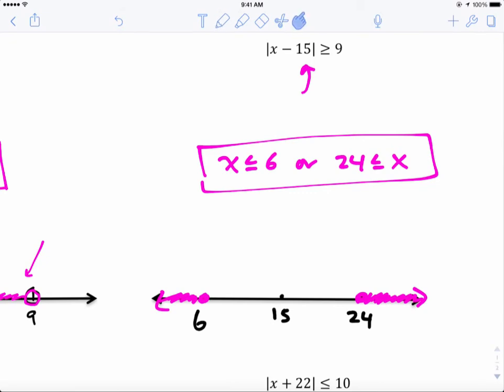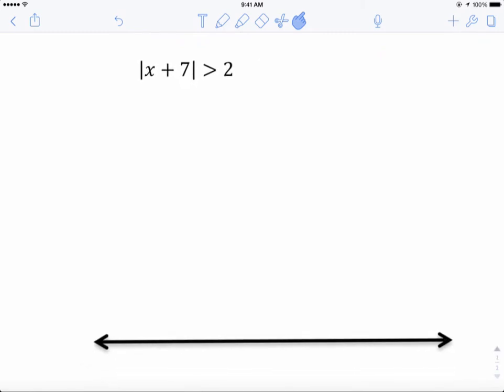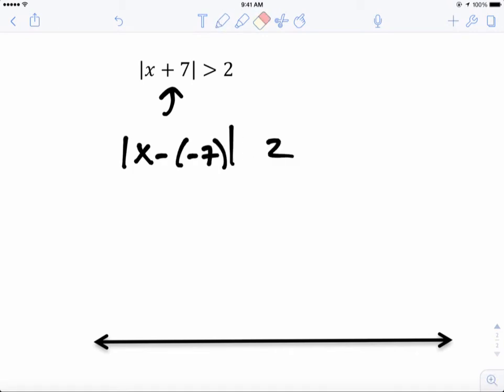Let's do 2 more. What happens if you have something like the absolute value of x plus 7 is greater than 2? And just a reminder that we can think of this as x minus negative 7. Aha! So I interpret this statement right here to mean the distance between x and negative 7 on the number line has to be at least 2. So here's negative 7 on the number line. We're saying that the distance from x to negative 7 is greater than 2.